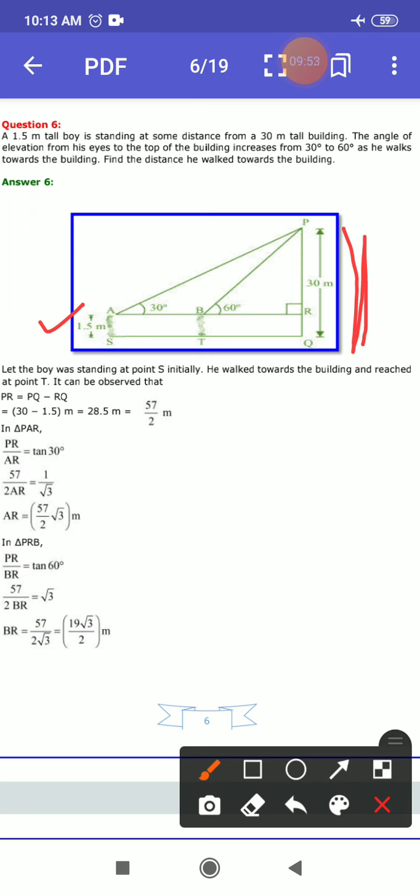Then after this, the boy sees the top of the building. So AP is formed here, and AP makes the angle with the building base, that is 30. This is your 30. And then after, the angle of elevation from his eyes to the top of the building increases from 30 to 60. That is, first you had 30, then after, if you go a little closer to the building, your angle becomes 60.